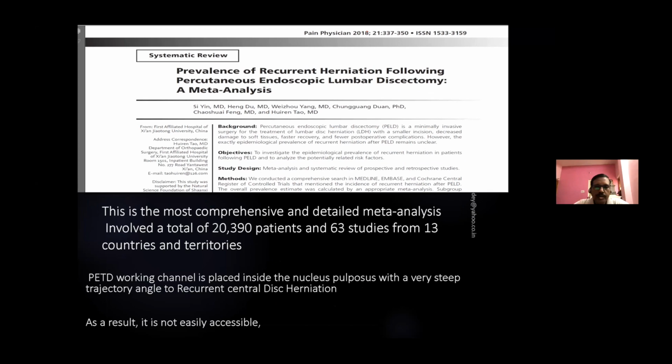This is the most comprehensive and detailed meta-analysis, involving a total of 20,390 patients and 63 studies from 13 countries. In PTED, percutaneous endoscopic transforaminal discectomy, the working channel is placed inside the nucleus pulposus with a very steep trajectory angle to recurrent central disc herniation. As a result, it is not easily accessible.